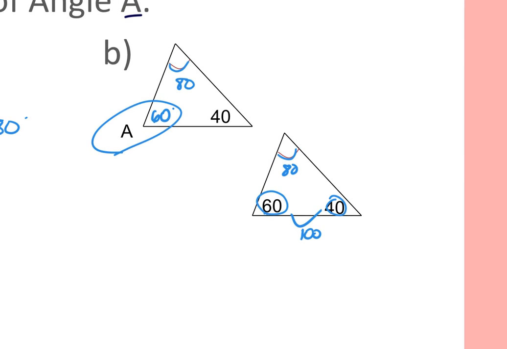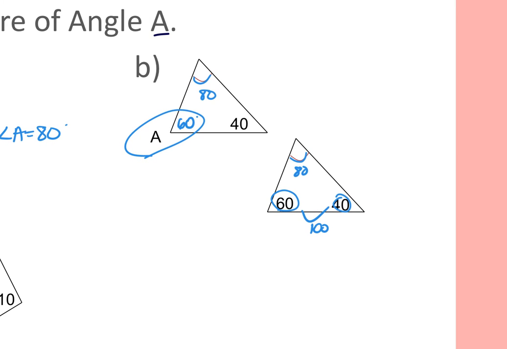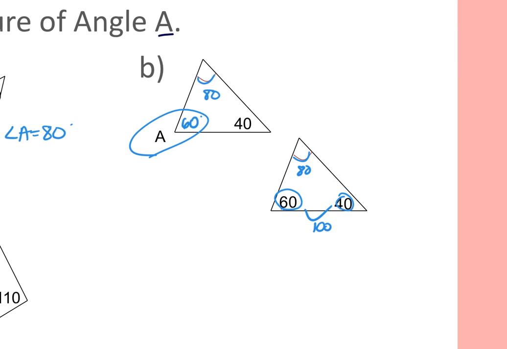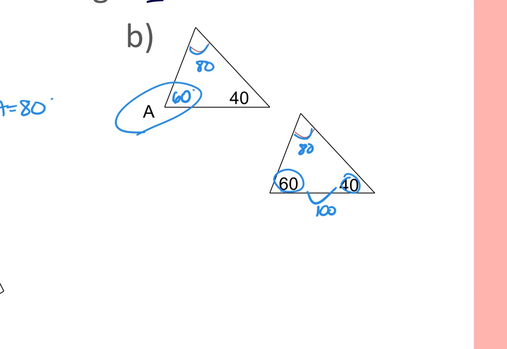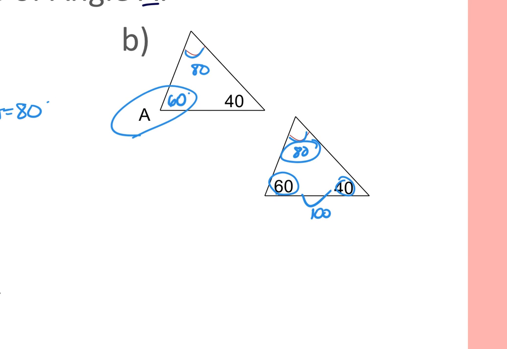I'm confused. I have a question. Go ahead, ask your question. So I added 60 and 40. Yeah, and you got 100. Did you not get 100? Yeah, I did. And then this top angle is 80, right? Oh, okay. You originally said it was 60. And then I corrected it.